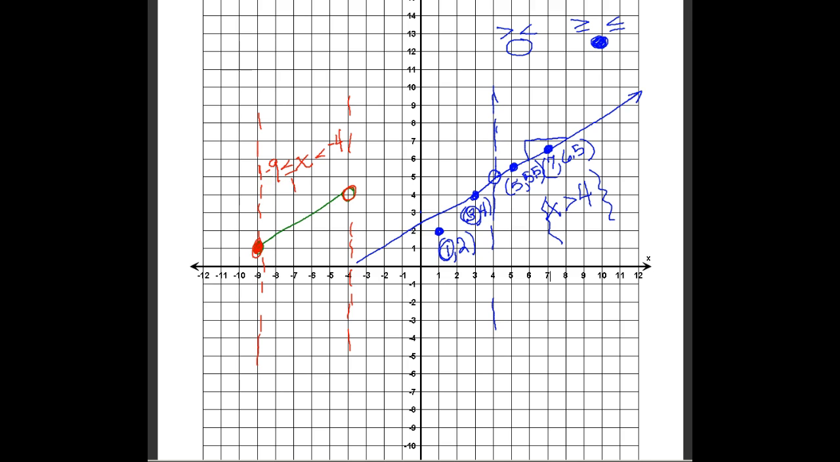Just make sure you use the right symbol. Closed circle is less than or equal to. Open circle is just less than. So that's how you're going to want to read these. Let's look at one more.